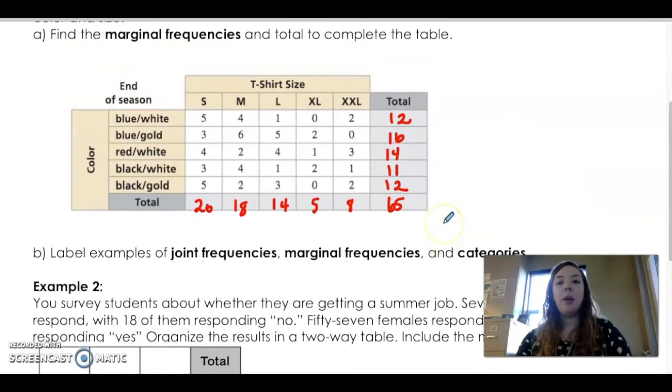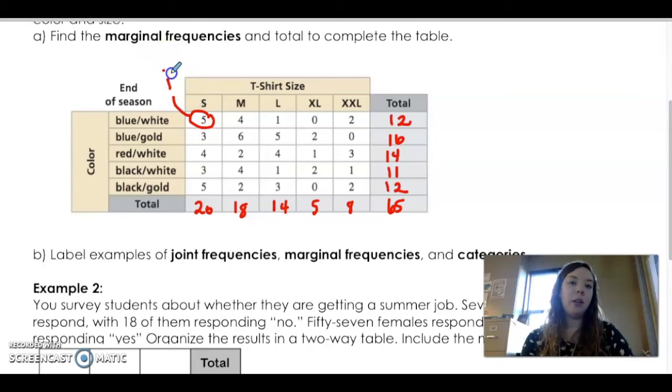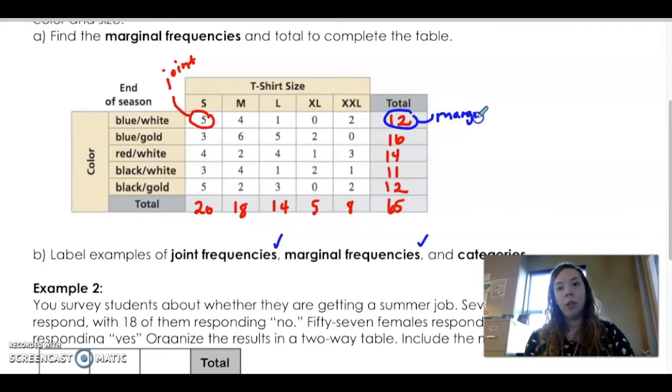Label examples of joint frequencies, marginal frequencies, and categories. Okay, so a joint frequency is anything in a cell here because it's joining two things, like a small and blue and white. So this is an example of a joint frequency. Marginal frequencies, so we've done this one. Marginal frequencies are the ones in the margins, anything that's a total. Anything we just filled out. And then categories are your labels. So up here, t-shirt size is a category.